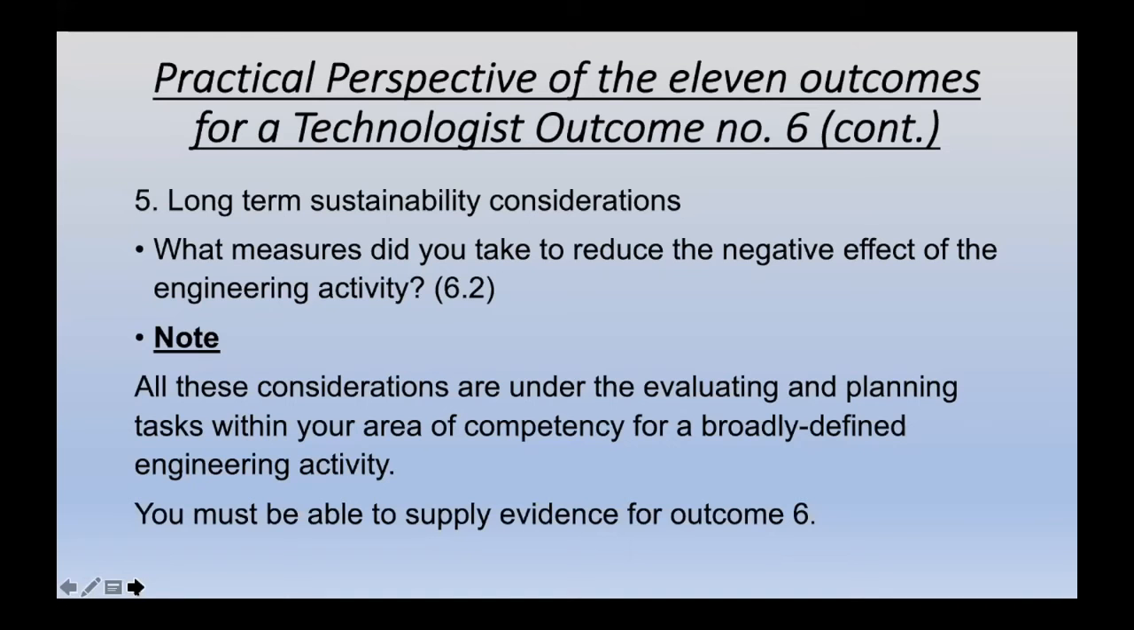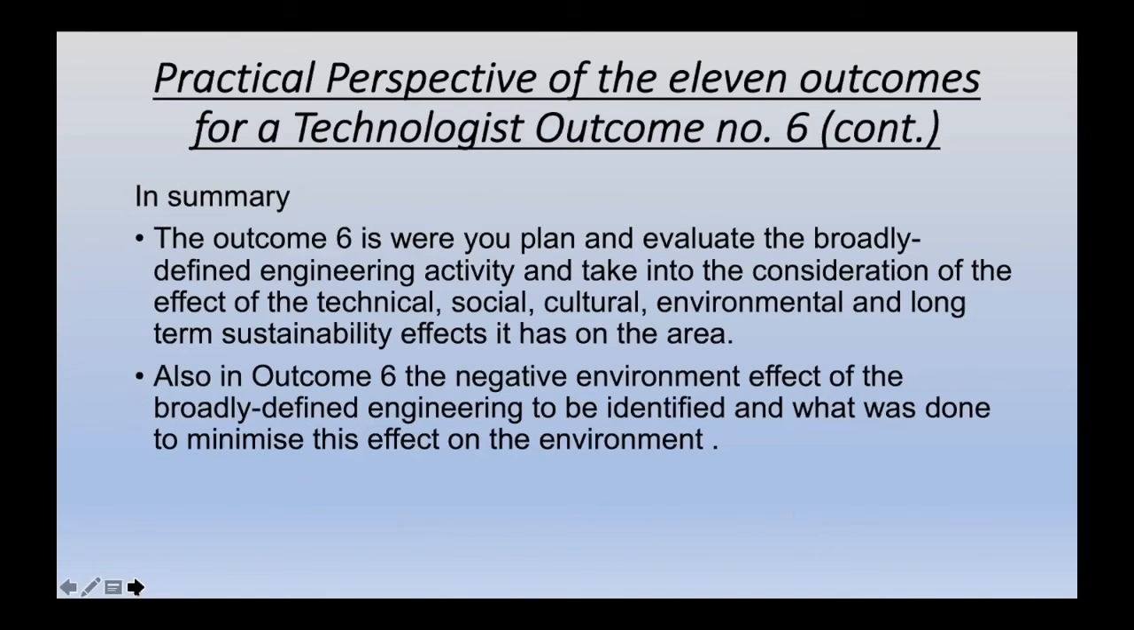Next slide. In summary, outcome 6 is where you plan and evaluate a broadly defined engineering activity and take into consideration the effect of the technical, social, cultural, environmental, and long-term sustainability effects it has on the area where your design is being done. Also in outcome 6, the negative environmental effect of the broadly defined engineering activity is to be identified and what was done to minimize this effect on the environment. Okay, next slide.